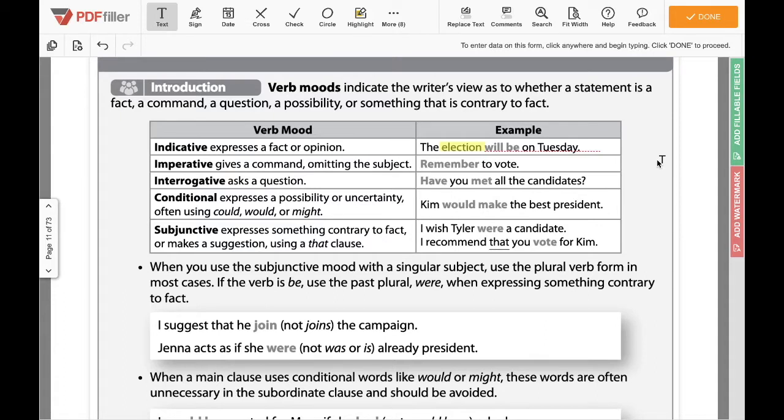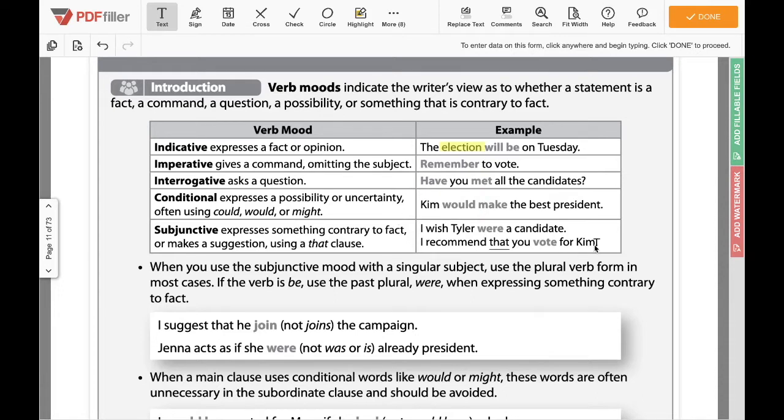The last one is subjunctive, which expresses something contrary to fact, or makes a suggestion using a that clause. The first one that we're going to look at is expressing something contrary to fact. So it says, I wish Tyler were a candidate. What contrary means is something that's not a fact, basically, something opposite of the fact. So the fact is that Tyler's not a candidate, but they're saying, I wish Tyler were a candidate.